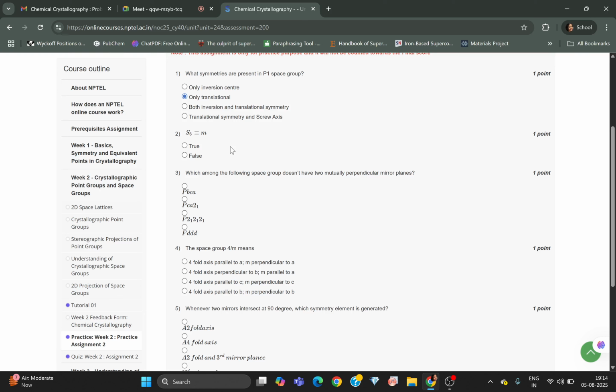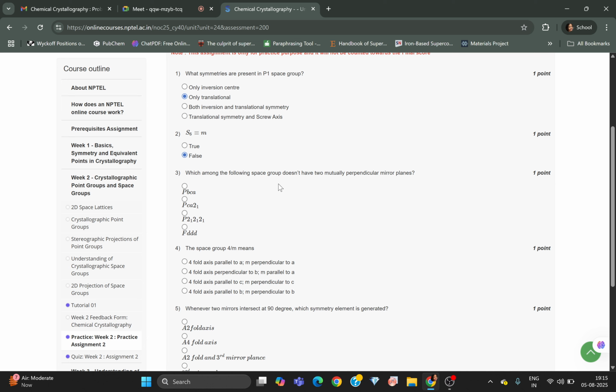So S6 is not equivalent to the mirror plane. Rather, S2 is a mirror plane, a two-fold axis with a perpendicular mirror. S1, we all know, is inversion. S2 is the mirror plane. S6 is not equivalent to the mirror plane, but it can also generate a mirror plane in certain conditions, so it's not the true one. That is the answer they have asked for.